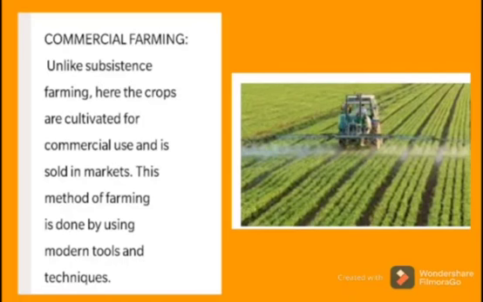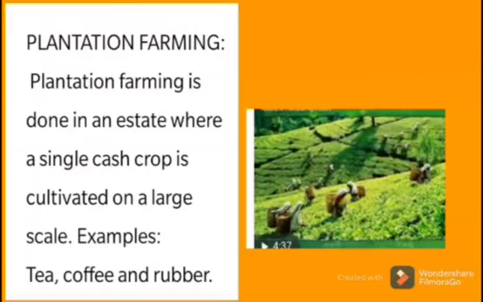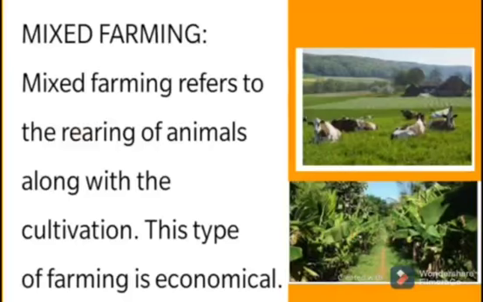Commercial farming. Unlike subsistence farming, here the crops are cultivated for commercial use and are sold in markets. Commercial means buying and selling of goods. This method of farming is done by using modern tools and techniques. Plantation farming. Plantation farming is done in an estate where a single cash crop is cultivated on a large scale. Examples: tea, coffee and rubber. Mixed farming. Mixed farming refers to the rearing of animals along with the cultivation. This type of farming is economical.